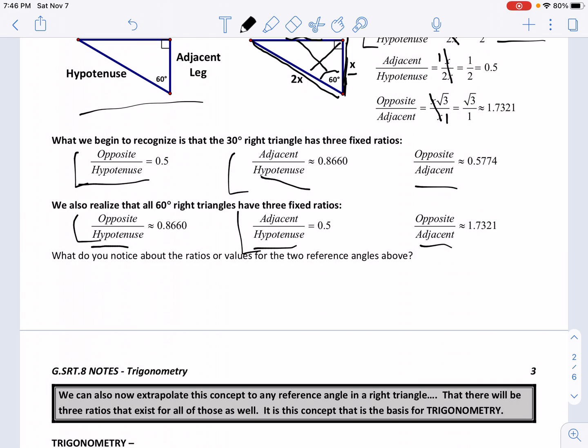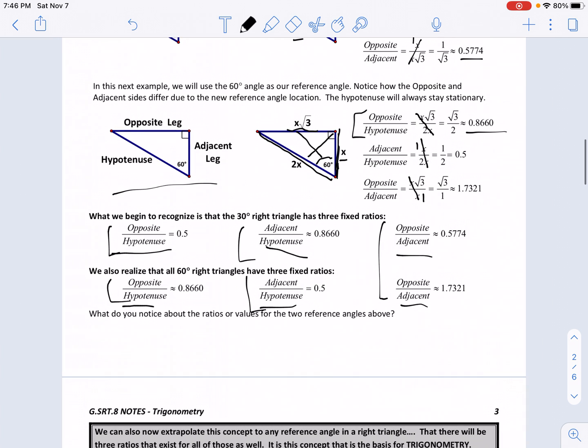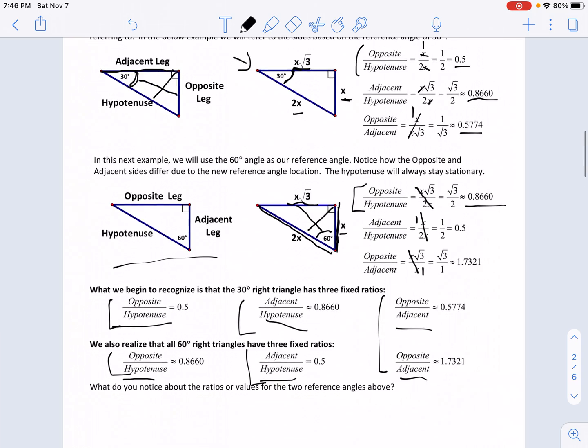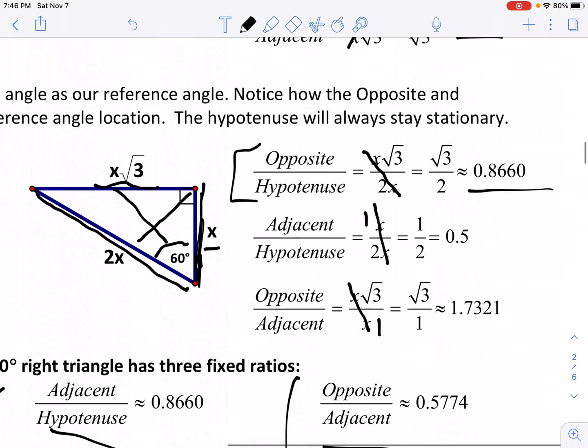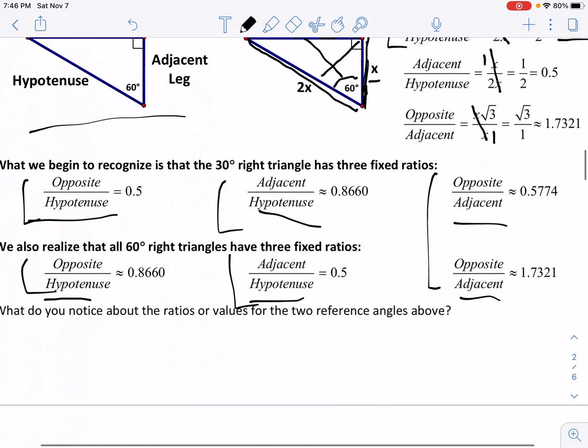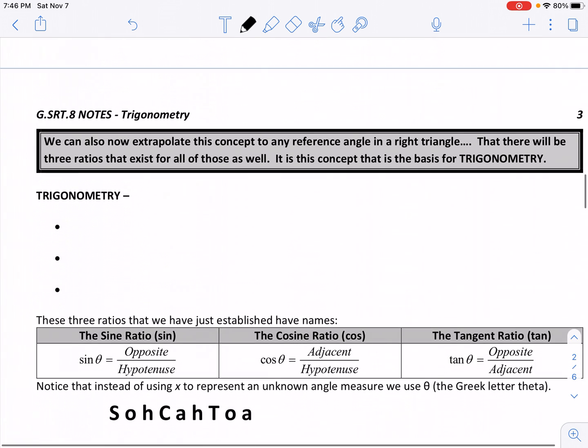And then when we had opposite over adjacent, these two guys here, the relationship between them is really down to this. In the first one, it was 1 divided by the square root of 3. In the second one, it was the square root of 3 divided by 1. Those are just reciprocals of each other. So remember when we talked about reciprocals, if I just flip it, that's a reciprocal. So that's where those figures came from.